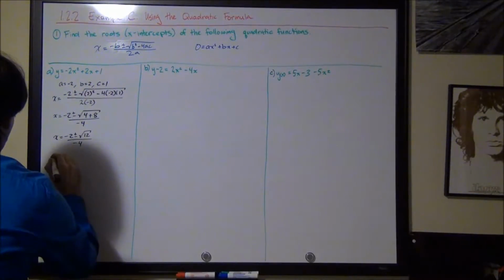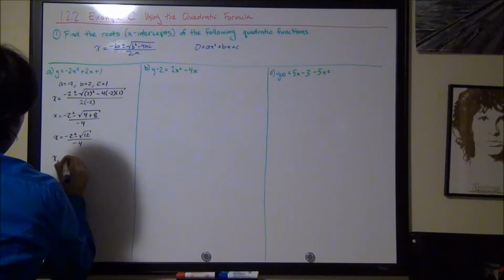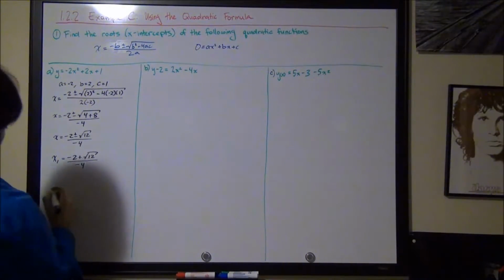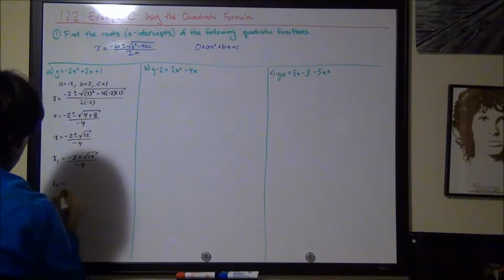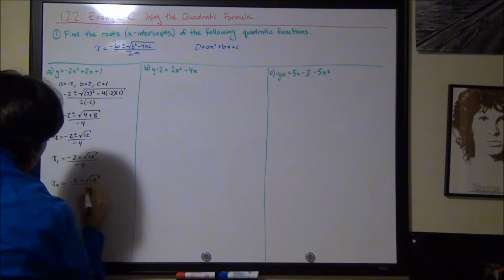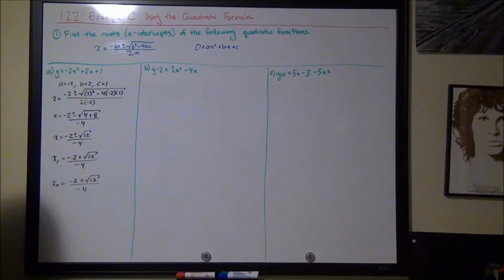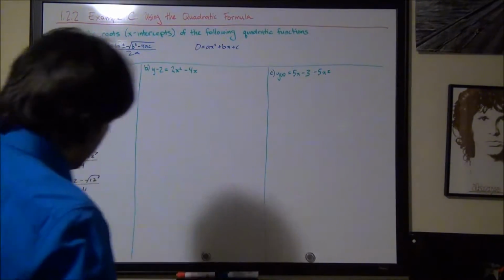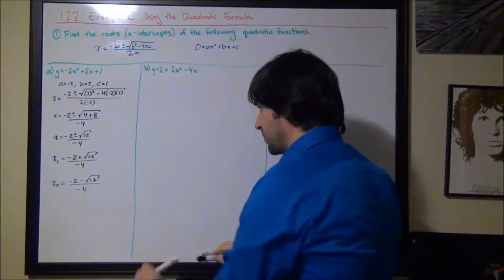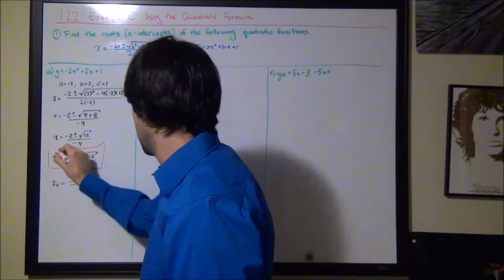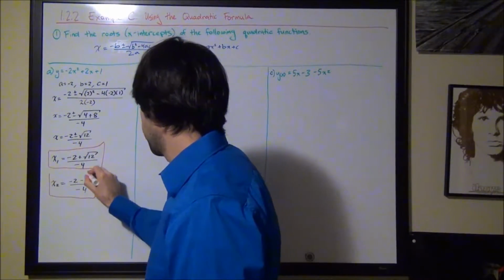The first solution will be x1 is equal to negative 2 plus square root of 12, and this is all divided by negative 4. And our second solution we'll call x2 is equal to negative 2 plus square root of 12, again all divided by negative 4. And I've made a mistake. I've used the plus sign twice, but I should be using the negative sign here. And there we go. Those are the two roots of this particular quadratic function. Root number 1 here, and root number 2 here.